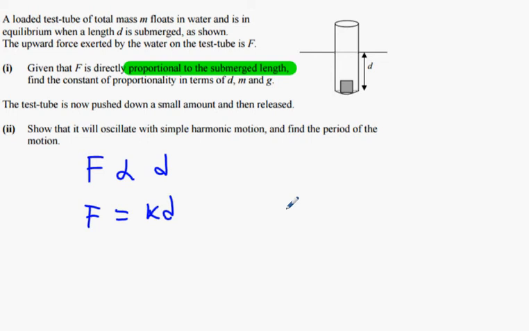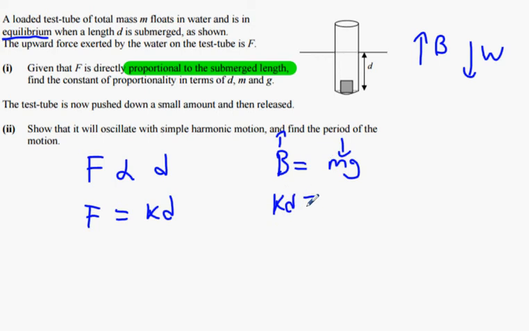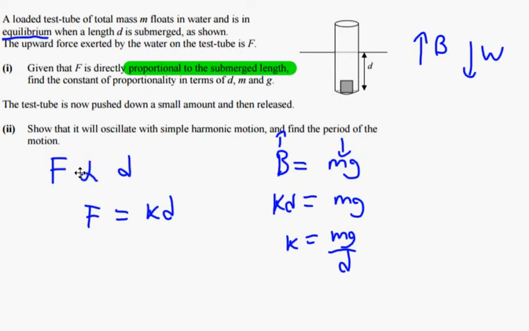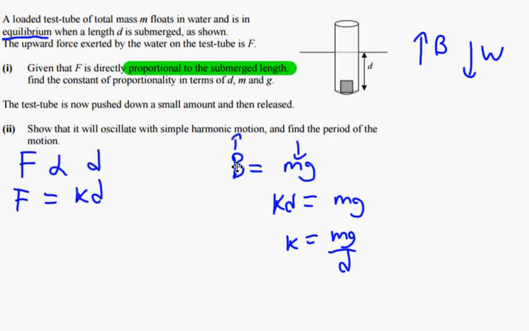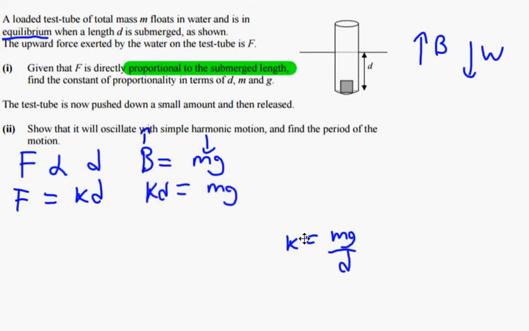This could not be any easier. Buoyancy force up equals weight going downwards. What goes up equals what goes down, because it's that equilibrium. So all you have to say is buoyancy force, or B, equals mg, and then B in turn equals kd equals mg, so k therefore equals mg over d. That was going for 5 marks that year, and that was much easier than anything we've done. Okay, so there's our first part done there.